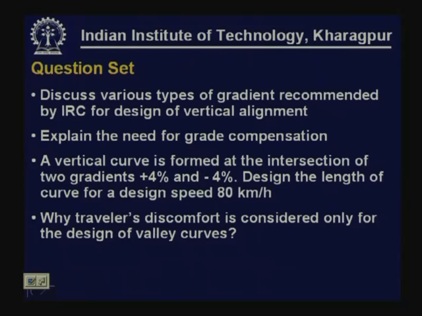A vertical curve is formed at the intersection of two gradients, plus 4% and then minus 4%. These are the two tangents. Design the length of the curve for a design speed of 80 km per hour. And also try to answer this question: why is traveler's discomfort considered only for the design of valley curves? It is not considered in the design of summit curves. Try to answer this.